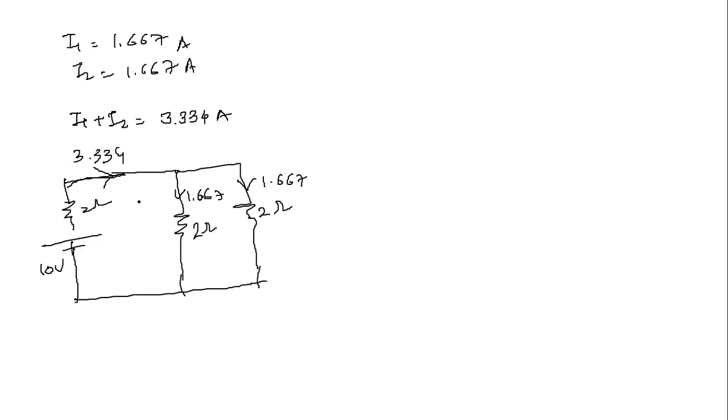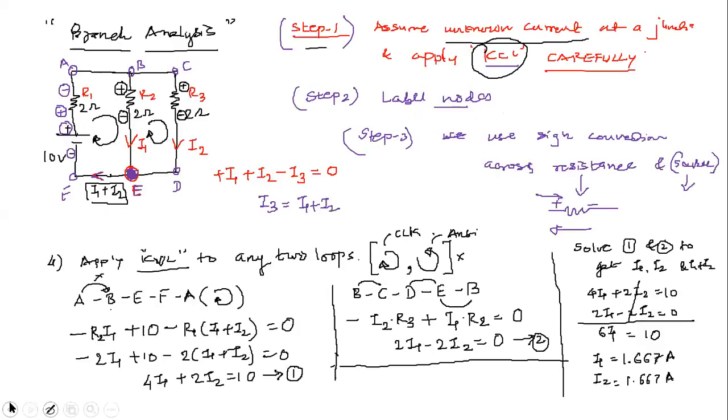Fine. So if I need to find out the voltage drop across R1, that is this one, no? This one is R1, right? Let me check. Yeah, this one is R1.